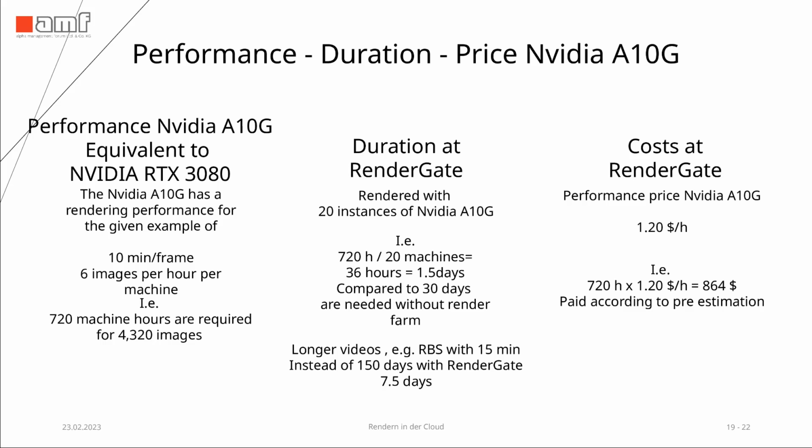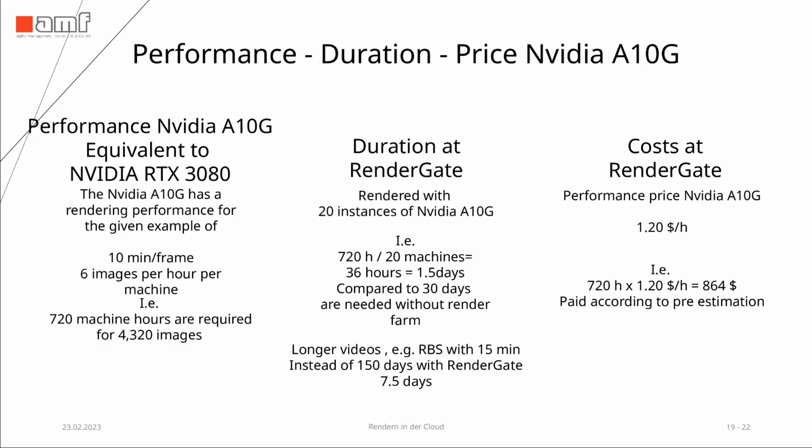So for our 10-minute per frame example, 3 minutes in total, this would take 720 machine hours on an RTX 3080 to render. With our render farm, we can reduce this from 30 days down to just 1.5, which is a very reasonable amount comparatively.